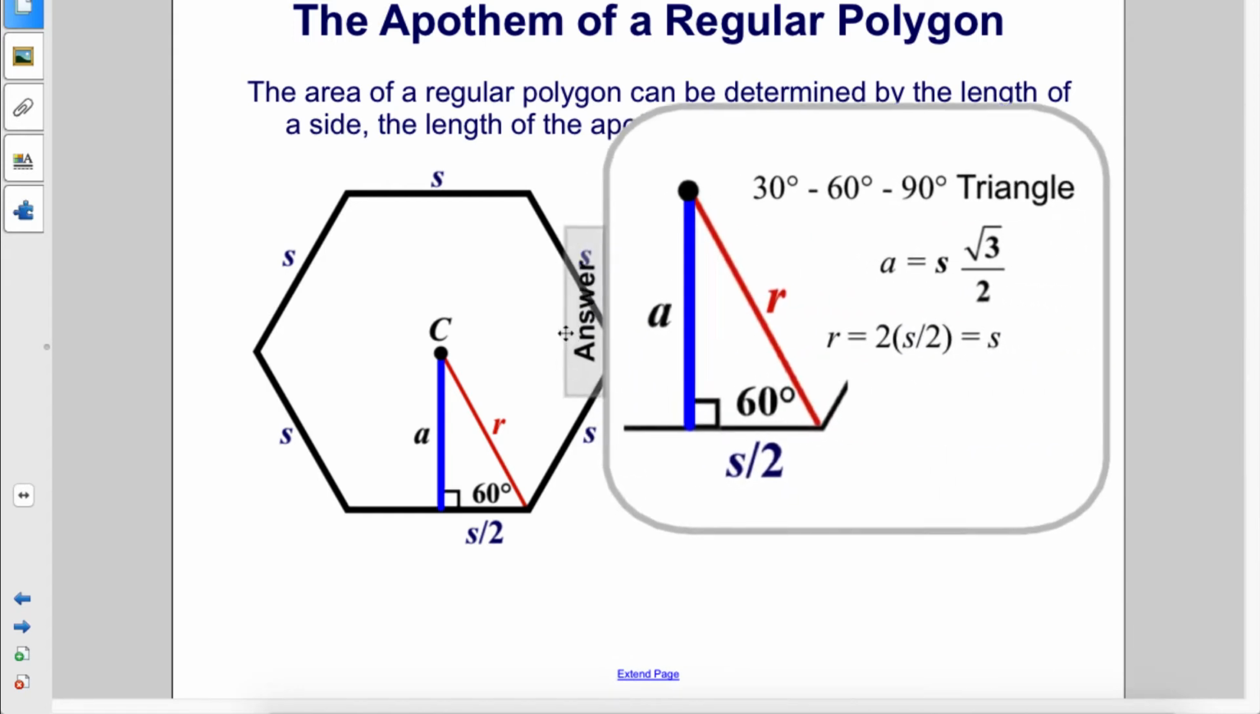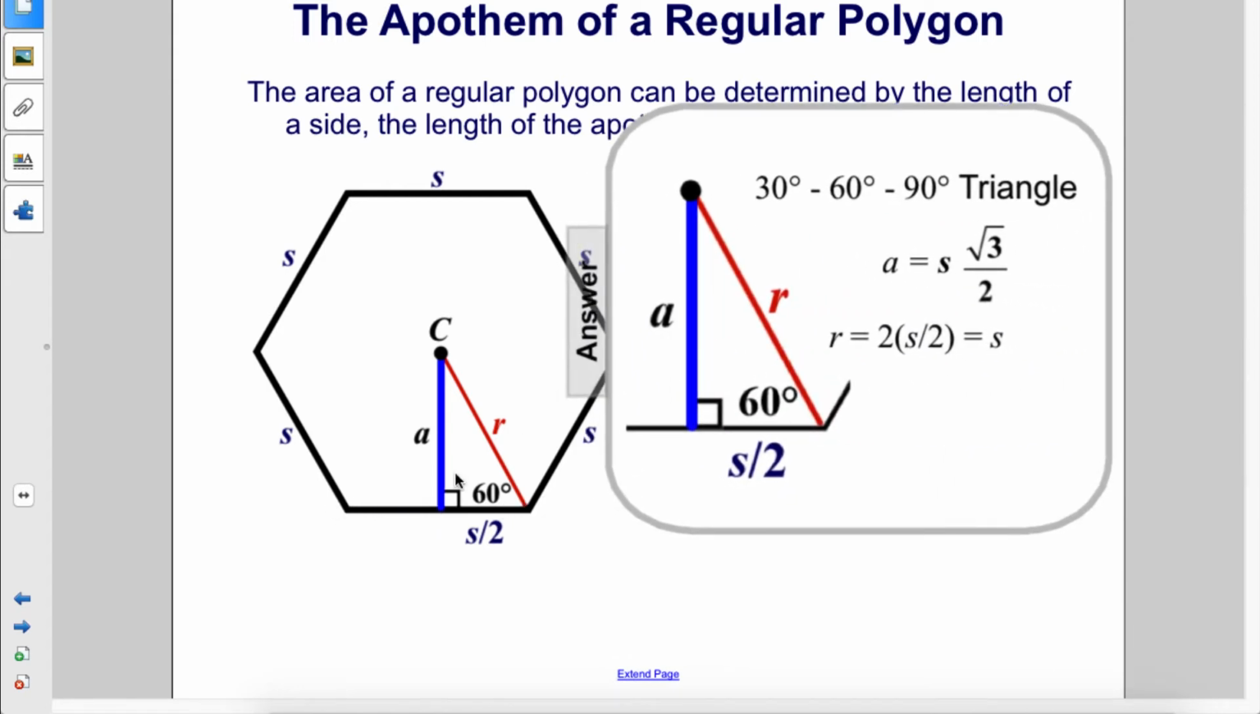Alright, so because the length of the side is s, that makes this length half of that, so s over 2. Because this is a 30, 60, 90 triangle, we have an apothem of s times the square root of 3 over 2, and we have an r of 2 times the short leg. The short leg is s over 2, therefore 2 times that is s.